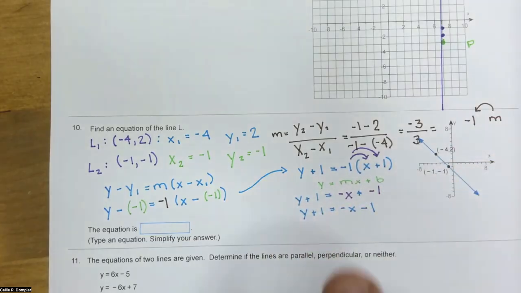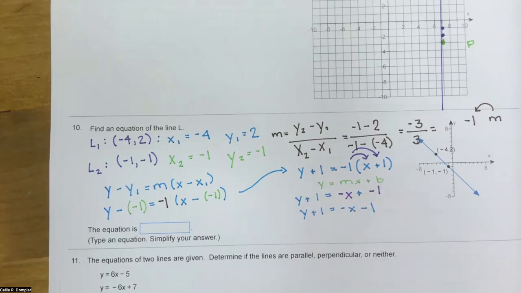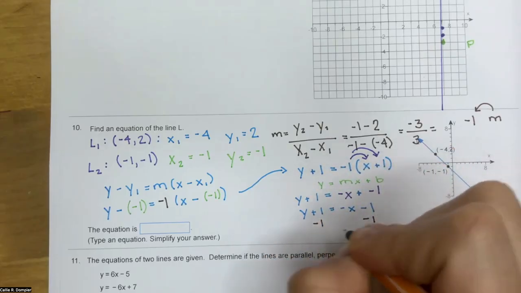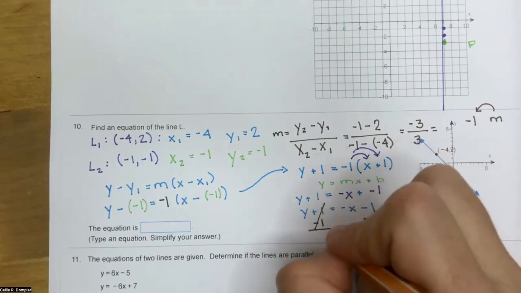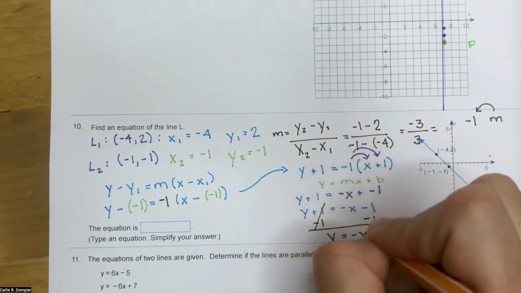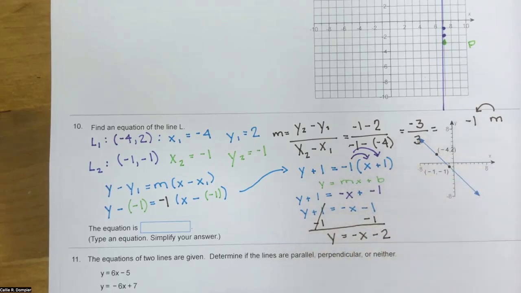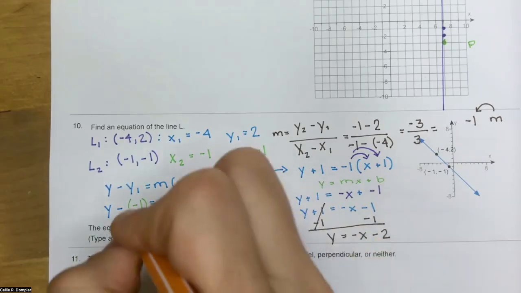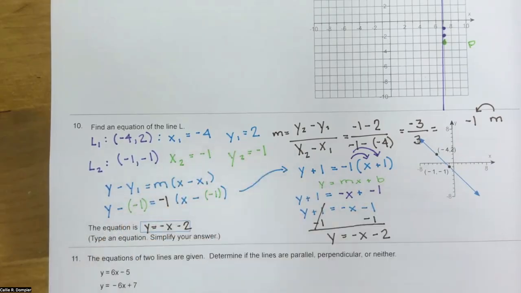Good. And remember, we want it to look like y equals mx plus b. So now we can subtract that 1 from both sides. I'm going to put it over here so that it's with its like terms. That cancels, and we have y equals negative x. Negative 1 minus 1 becomes negative 2. So the equation is y equals negative x minus 2. Good?